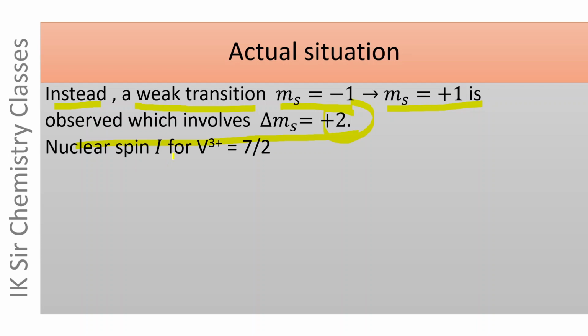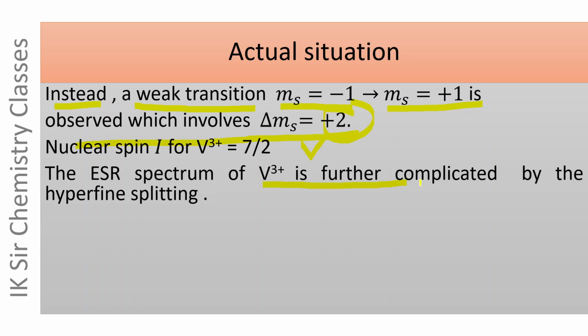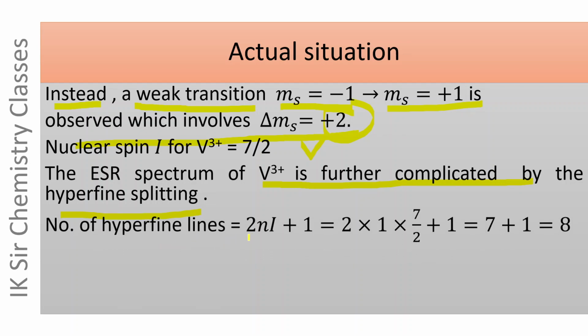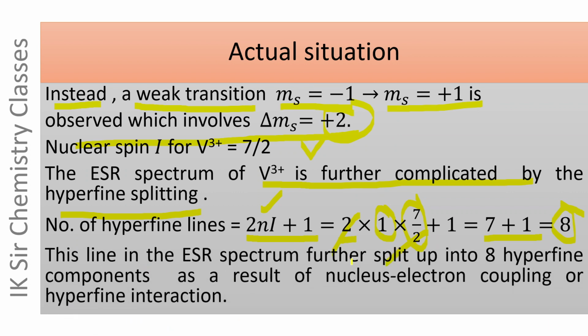The nuclear spin for vanadium triple plus ion is 7/2. The ESR spectrum of vanadium triple plus ion is further complicated by the hyperfine splitting. The number of hyperfine lines is equal to 2NI plus 1. The number of vanadium triple plus ions is 1, having nuclear spin value I equal to 7/2. 2 will be cancelled out. It will be 7 plus 1, that is 8. This line in the ESR spectrum of vanadium triple plus ion further splits up into 8 hyperfine components as a result of nucleus electron coupling or hyperfine interaction.